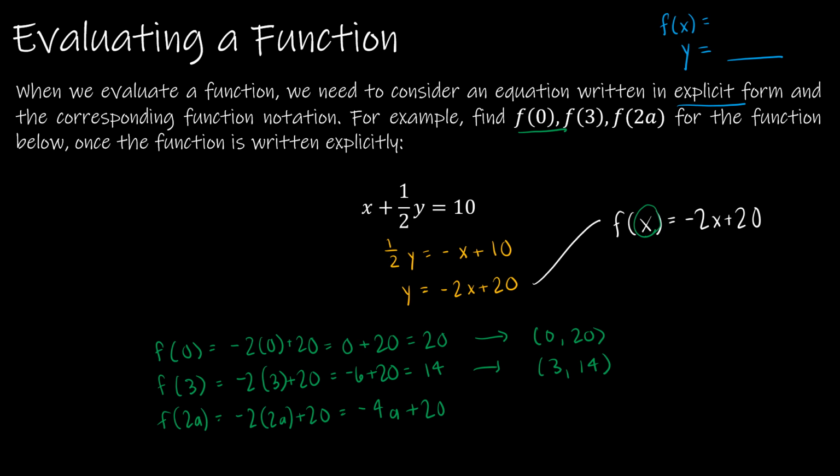Again, that one really doesn't make sense in terms of an ordered pair. I can write it as an ordered pair, (2a, -4a plus 20). But again, it doesn't make sense in the same way that these do, where we can think visually about where those would be on the coordinate plane.